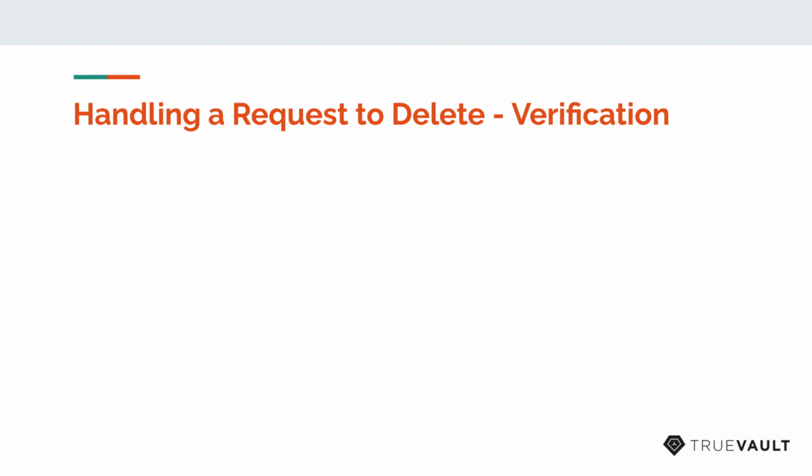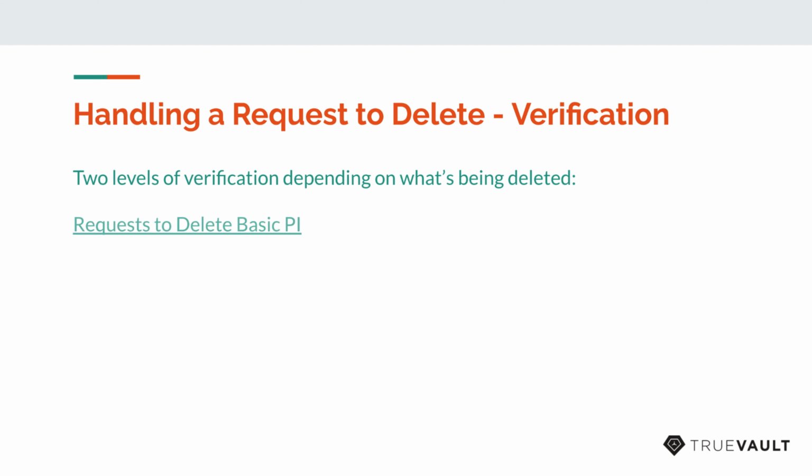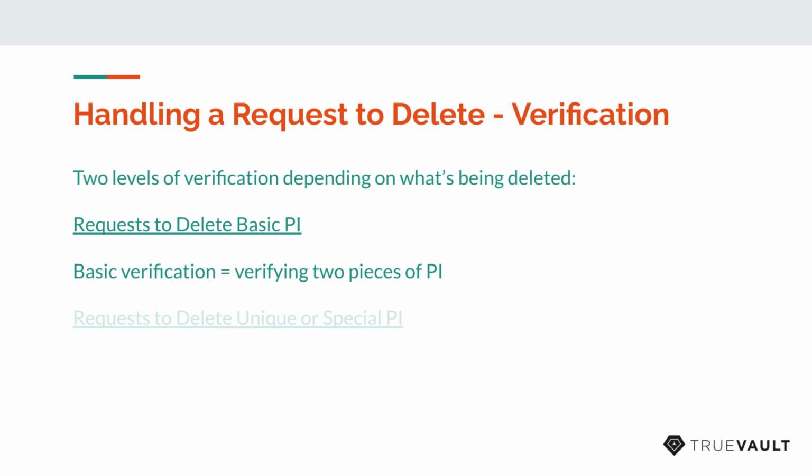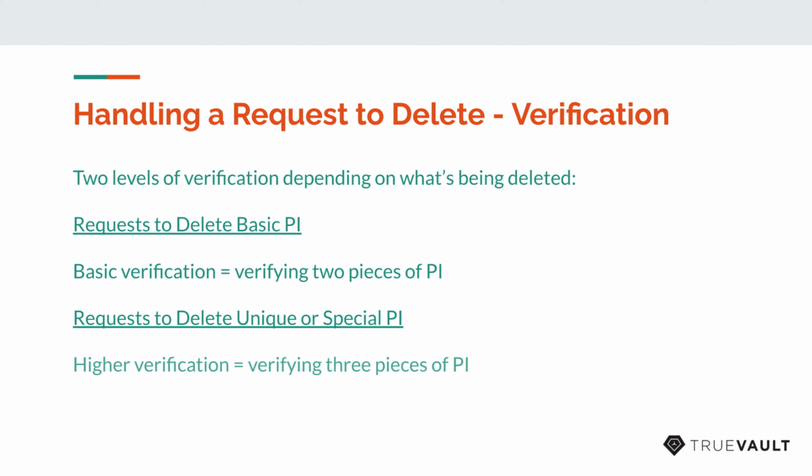As with the request to know, CCPA requires verification before processing a request to delete. Basic verification for request to delete may consist of verifying two pieces of information the business has already collected about the consumer, such as name and email address. A higher level of verification is required for a request to delete unique information, such as family photos or legal documents. In that case, a third piece of information must be verified against the business's records.